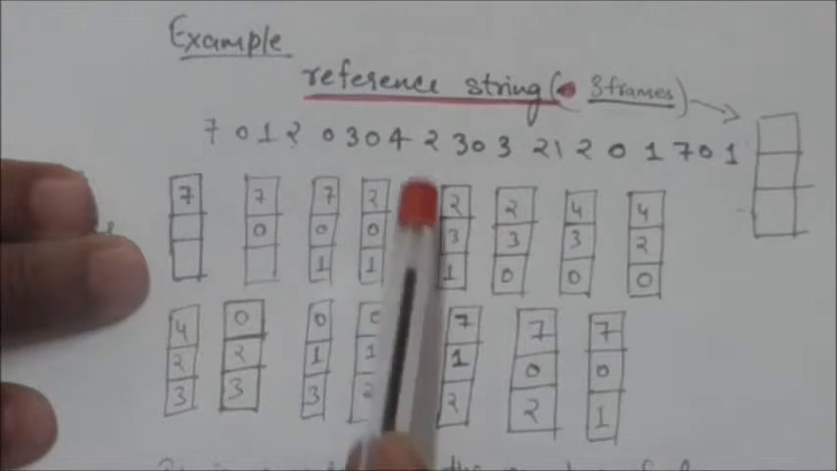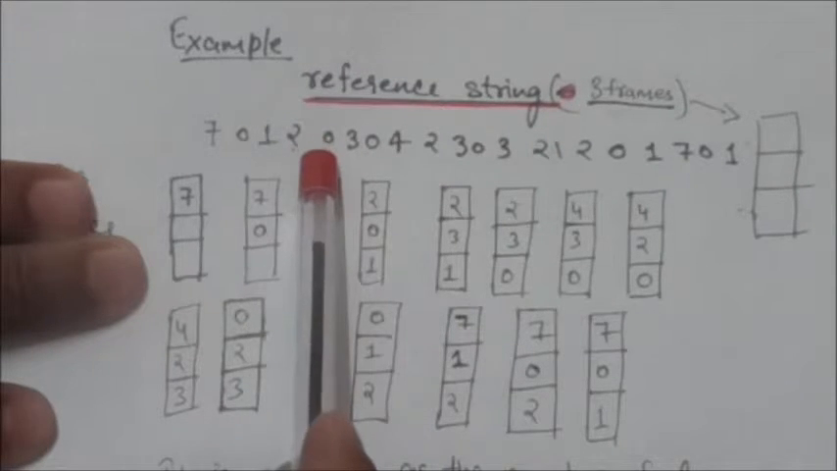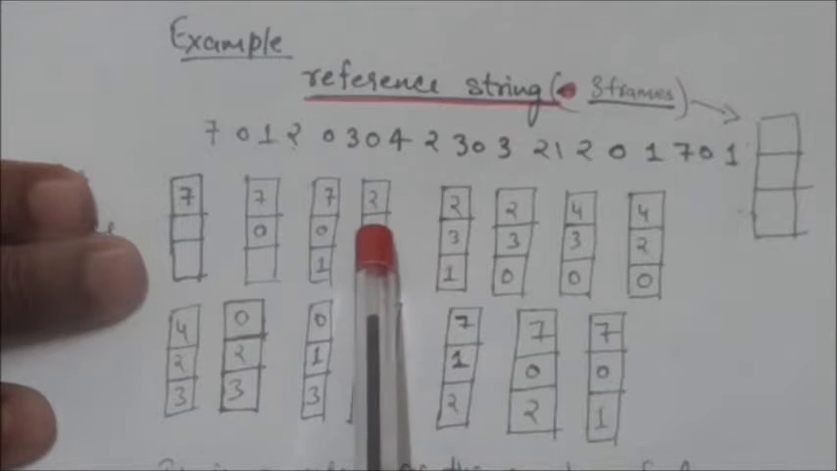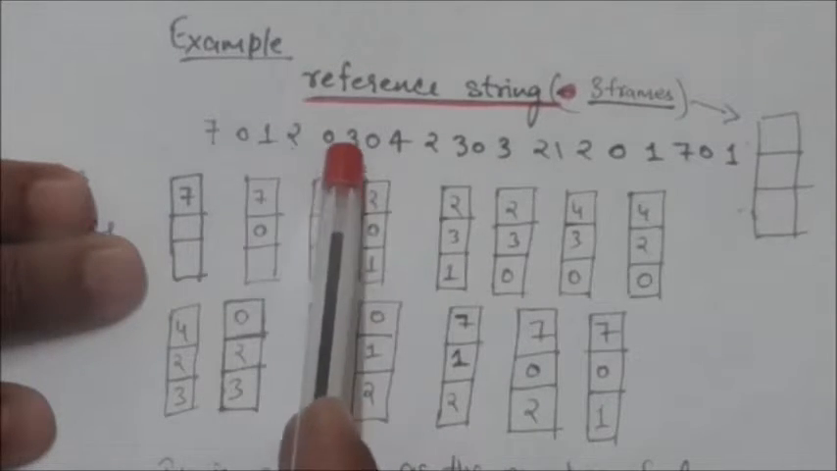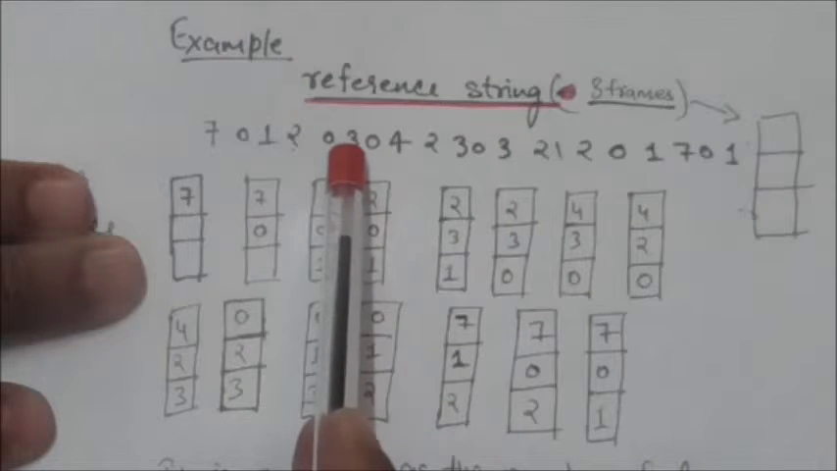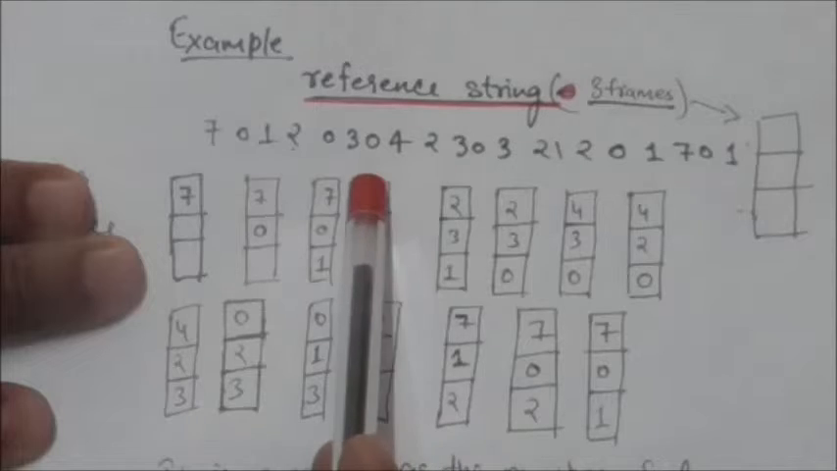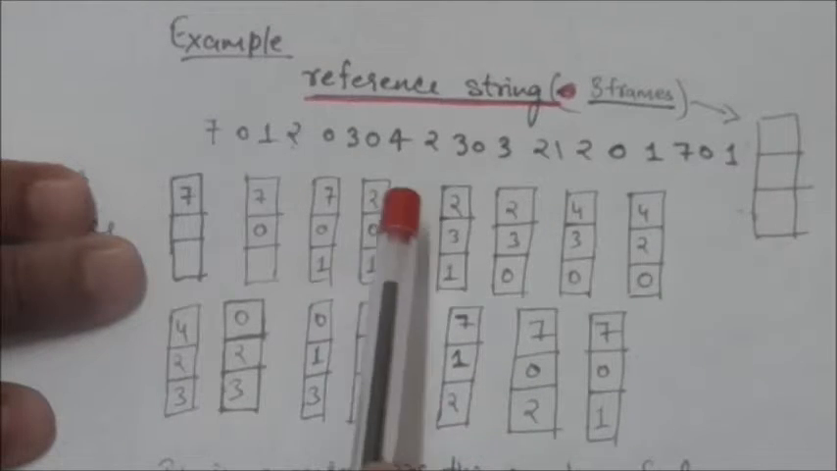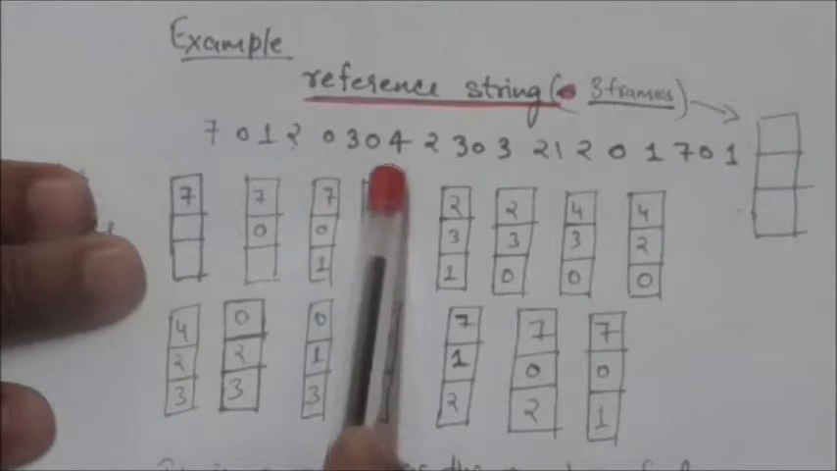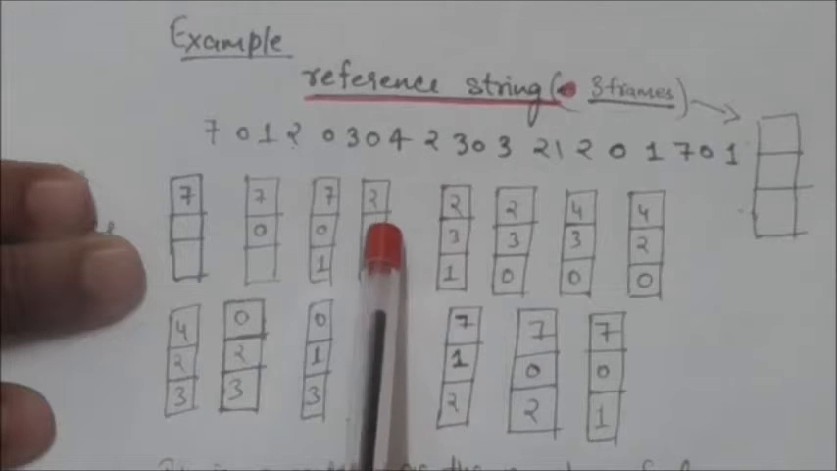Now the next reference is to page number 0. Now you can see that page number 0 is in main memory, so there will be no page fault. Now see, the next reference is to page number 3, right? Now see, page number 3 is not in main memory, right? So we have to replace a page from main memory. So which page will we replace?